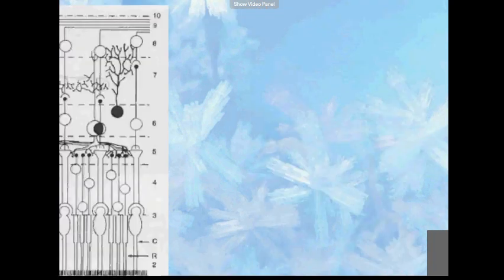So this is the retinal pigment epithelium, layer of rods and cones, outer nuclear, outer plexiform, inner nuclear, inner plexiform, and then ganglion cell layer and nerve fiber.